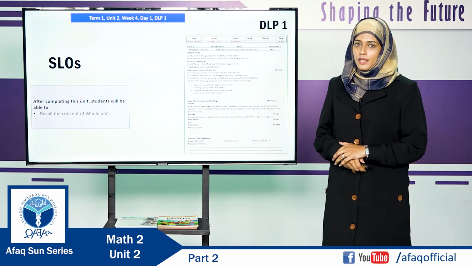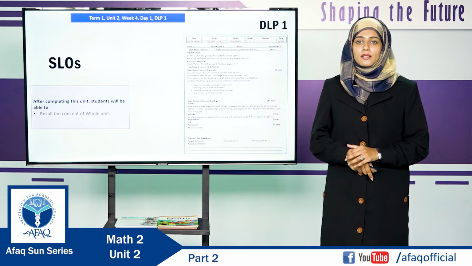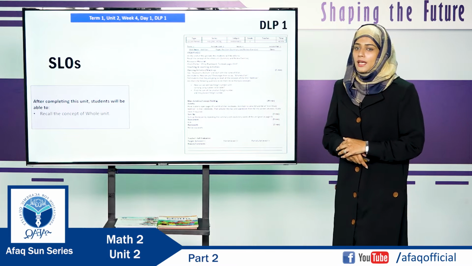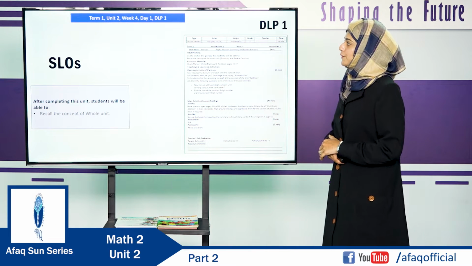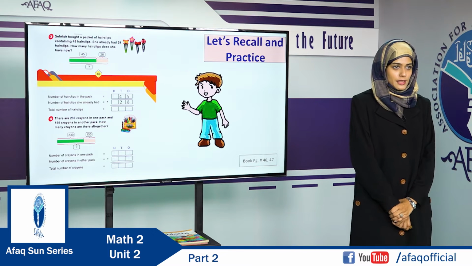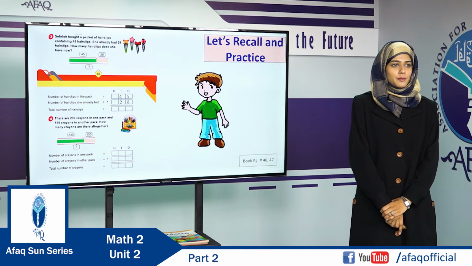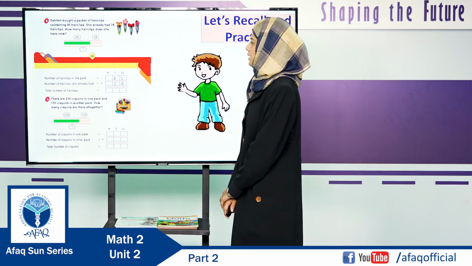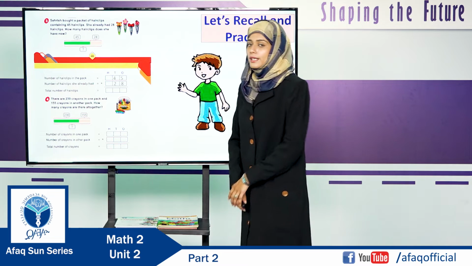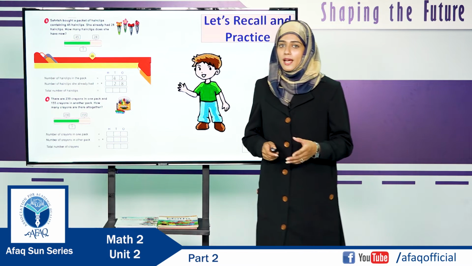In this SLO, we are going to recall the concept of whole unit. To cover this, the methodology has been provided in DLP 1, which falls in Term 1, Unit 2, Week 4 of Day 1. On page number 46 and 47, here is a statement question for you. Let's read the statement carefully. Sarish bought a packet of hair clips containing 45 hair clips. She already had 28 hair clips. So, how many hair clips does she have now?